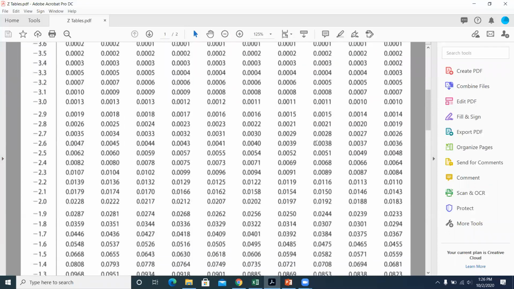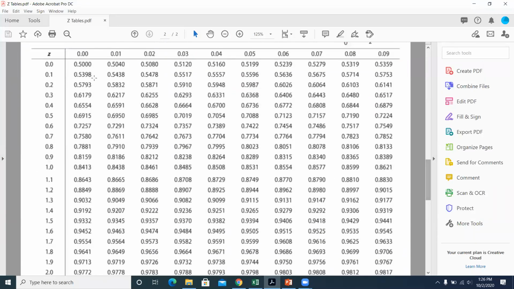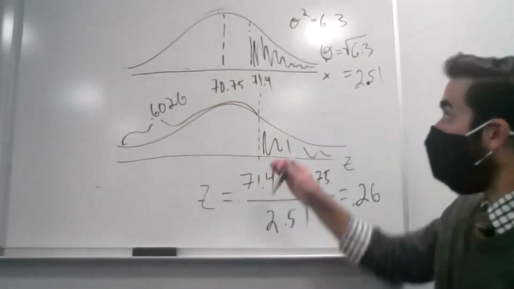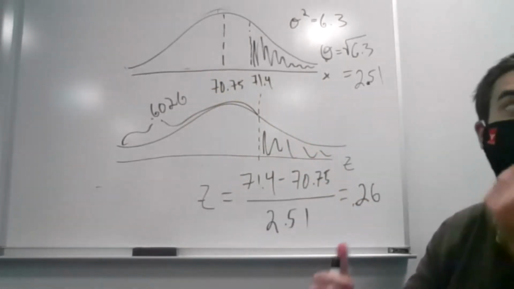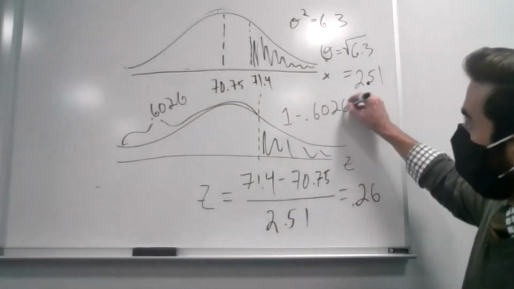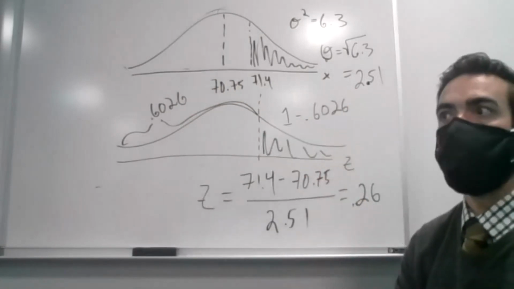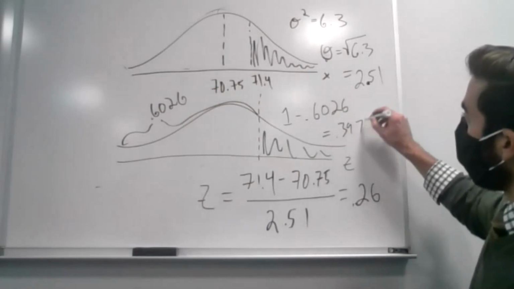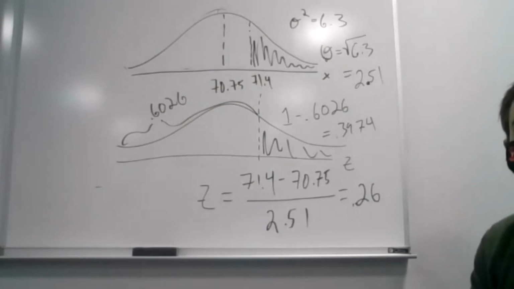So 0.26, so I'm going to go down here to my positive z-values. There we go. 0.26, so 0.6026. But remember, the table always tells me the area to the left. I wanted the area to the right. So now I actually do have to do something for that fourth step, which is subtract the area to the left from 1. So what, 0.3974? Okay.